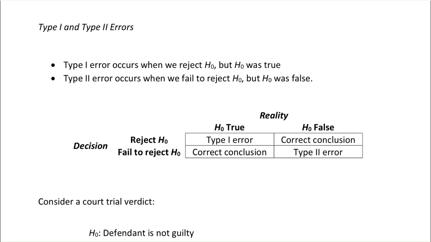Okay. And so the little chart there kind of just puts that into a little bit of a visual. Again, going across the top for reality, the reality is that the null is true, but we reject it. That's a type 1 error. The null is false, and I failed to reject it. I should have rejected the null, but I don't. That's a type 2 error.